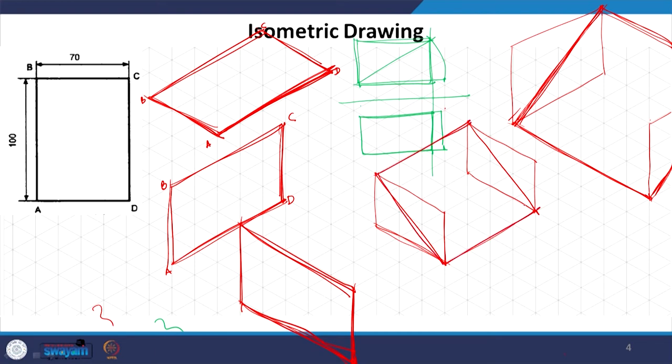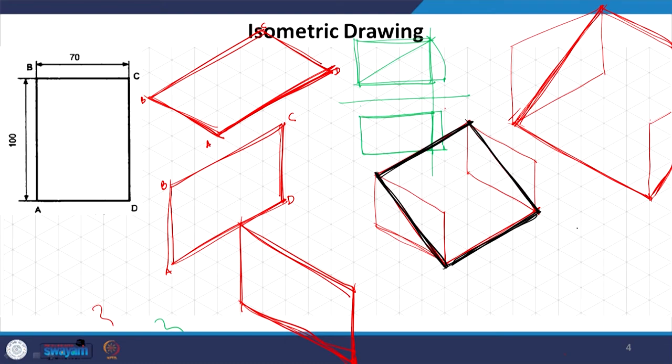This is the final object which we are going to get. Simple. All you have to do is arrive at this reference rectangle, which is an isometric line, parallel to the isometric grid, and we will get these final shapes. It could be any condition. All you have to do is arrive at this rectangle, draw the same thing here, and you arrive at the final object.